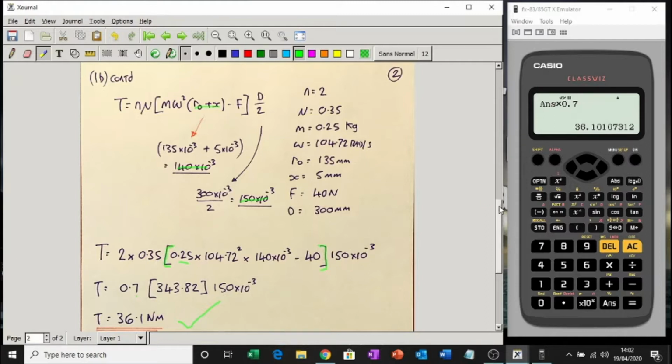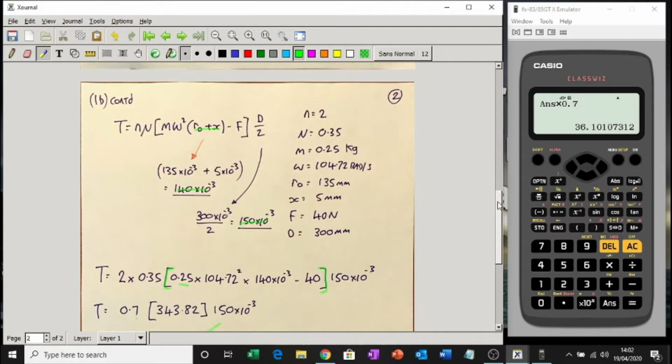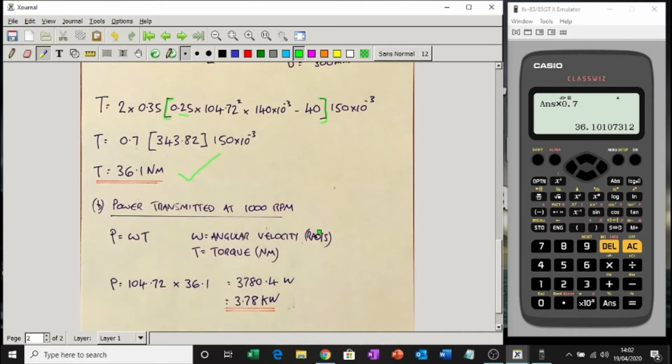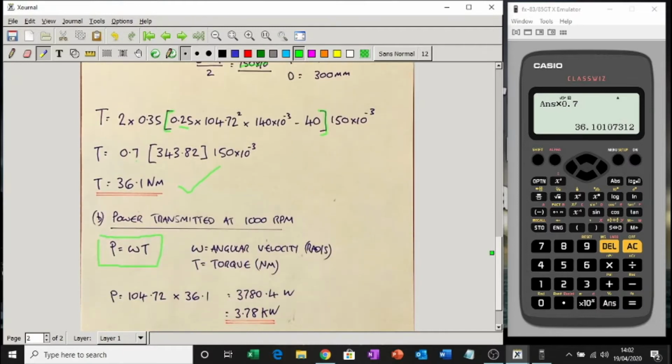That's the torque. Now we've got to do the power. What is the power transmitted? So the power transmitted at 1000 RPM, here's my formula for power, is omega T. Omega is just the angular velocity, which is going to be 104. And the torque is going to be what we just worked out, 36.1. So there's my torque, 36.1, look. I'll keep that in there.